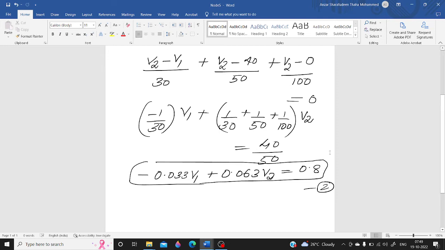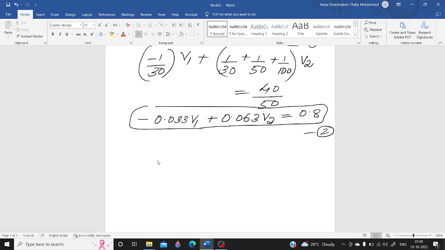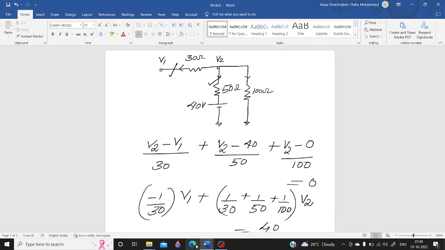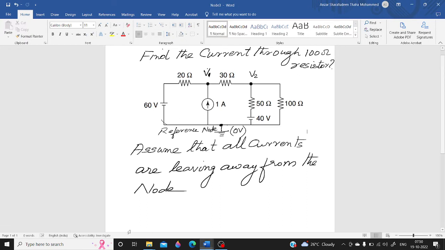Now you solve these two equations for V1 and V2 using any mathematical technique, so that finally you will end up with V1 equal to 67.25 volts and V2 equal to 48 volts. And if you know V1 and V2, you can find out the current in any of these branches.